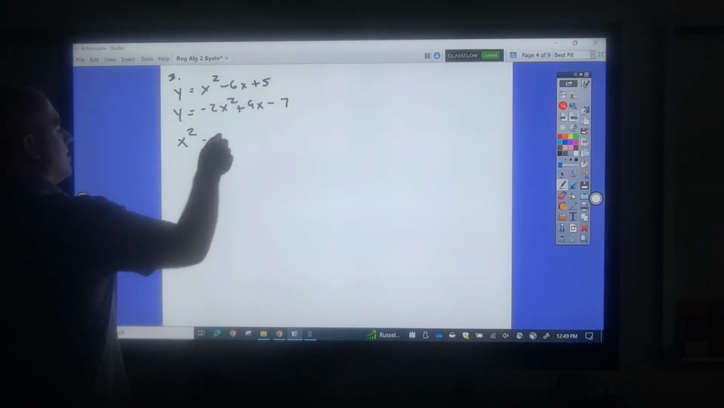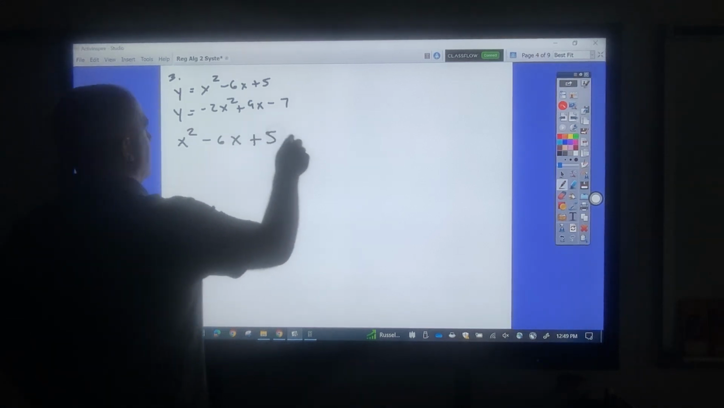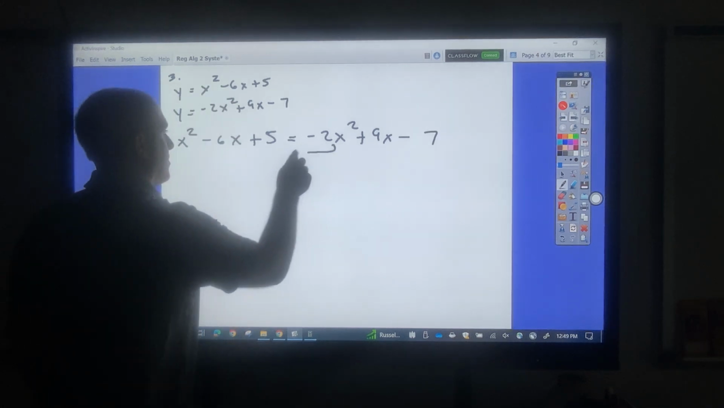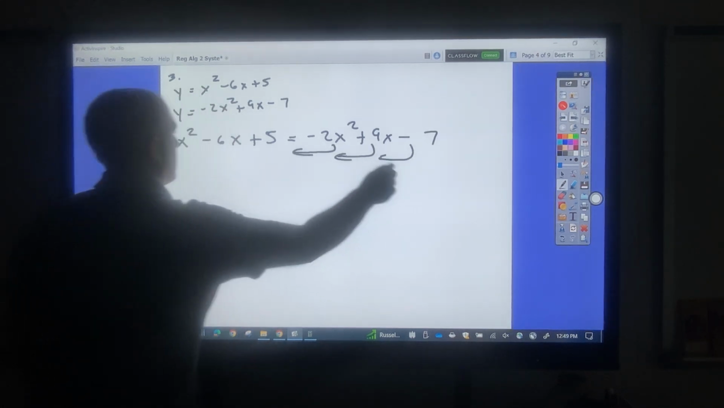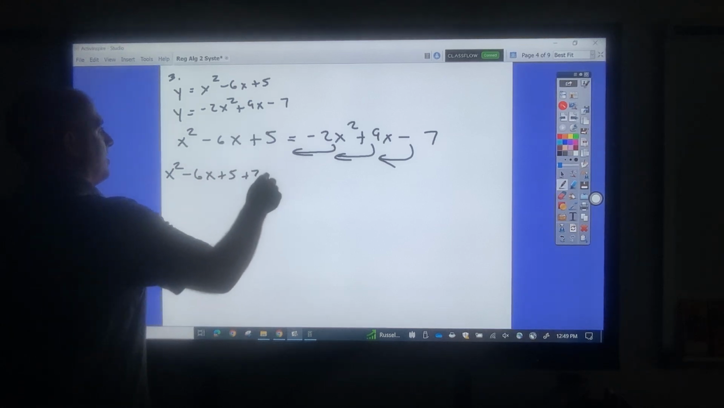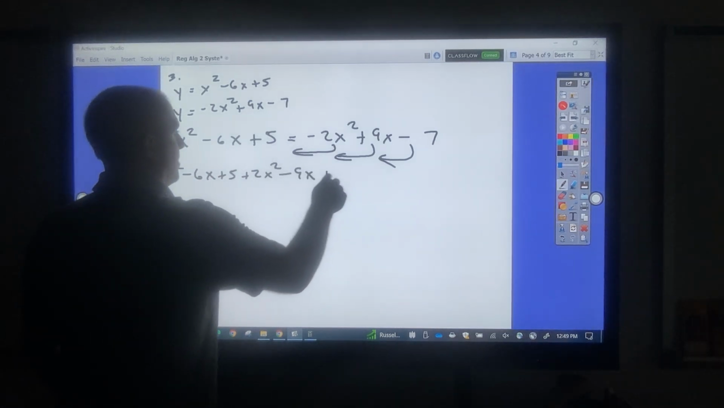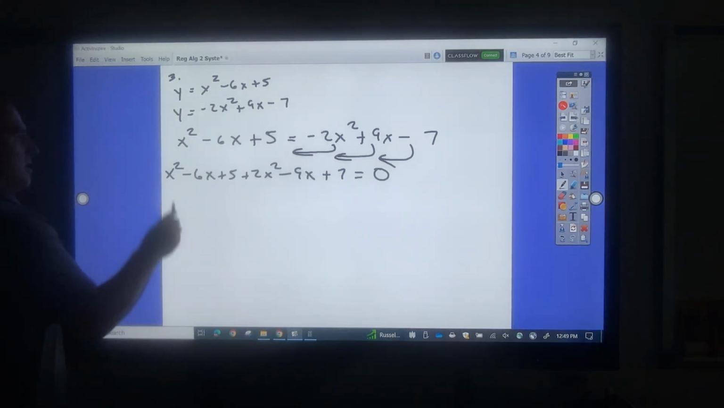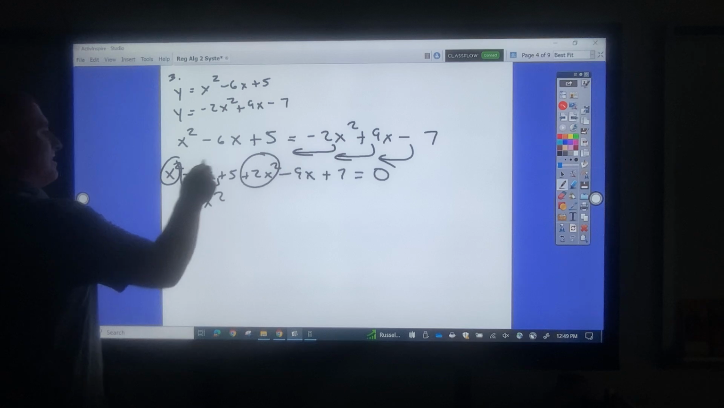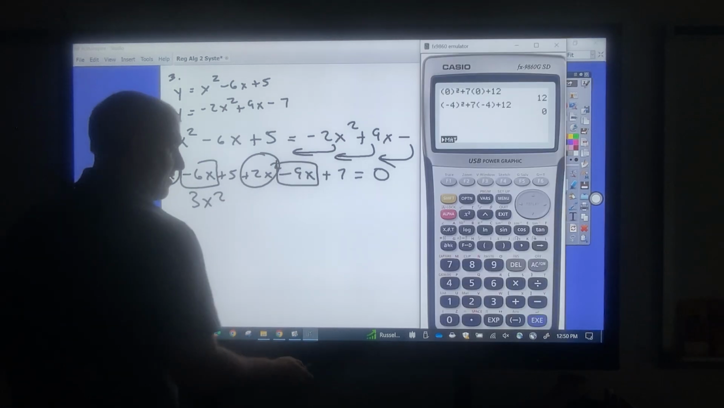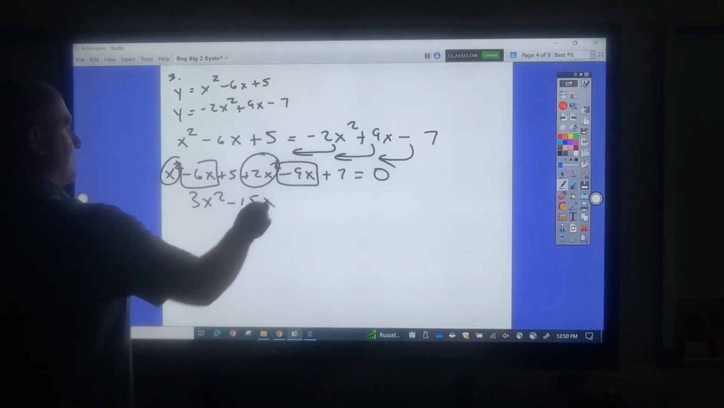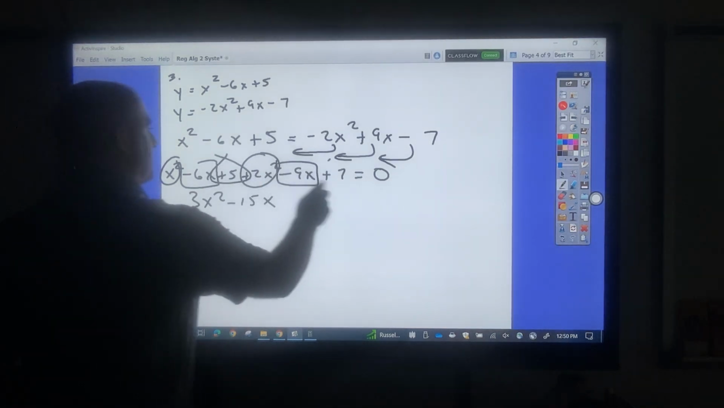I got x squared minus 6x plus 5 equals negative 2x squared plus 9x minus 7. So I want to move these this way. That's x squared minus 6x plus 5, positive 2x squared, negative 9x, positive 7 equals 0. This and this combine to 3x squared. This and this, negative 6 minus 9, negative 15x. And then 5 plus 7 would be 12.